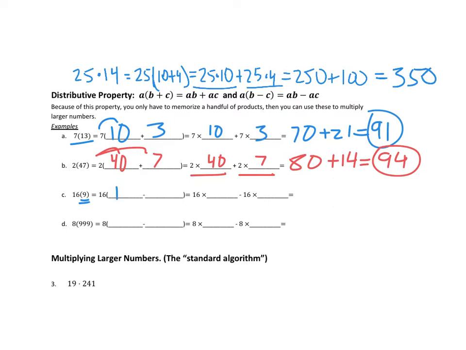What if we did minus? 10 is an easy number to multiply by. 1 is an easy number to multiply by. 10 minus 1 is equal to 9. So 16 times 9 is the same as 16 times (10 minus 1). Okay, let's multiply this up. We're going to do 16 times 10, and we're going to think about 16 times 1.